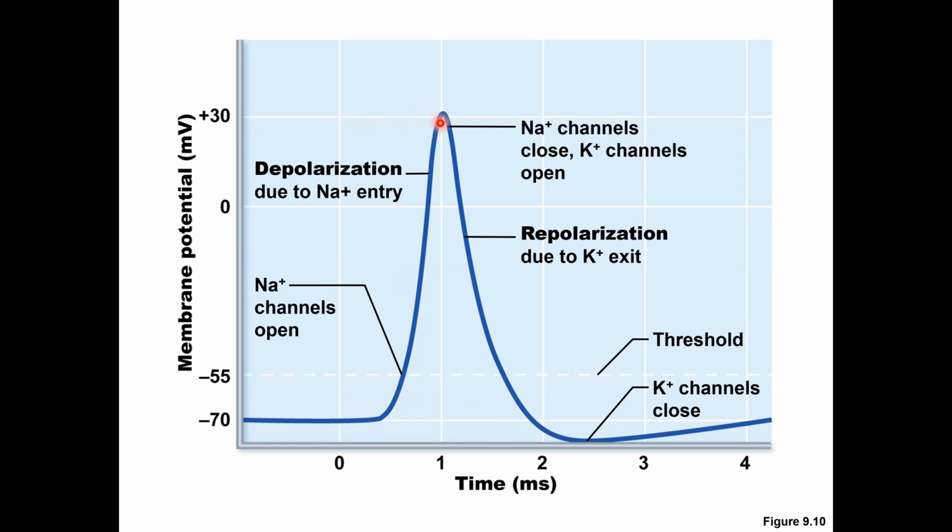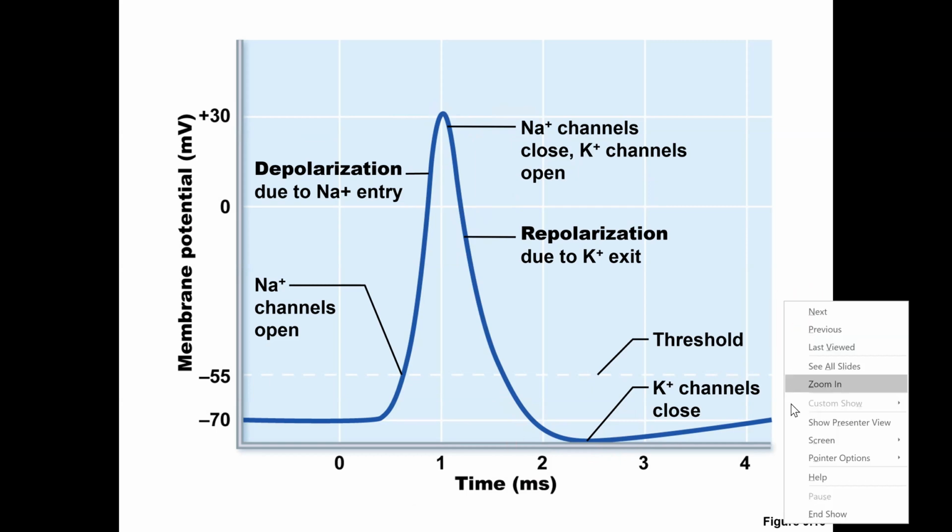Then when it reaches about plus 30 millivolts, sodium channels close and potassium channels open. Now potassium moves out of the cell, so we're losing positive charges and becoming negative again, and even kind of overshoot. This is called hyperpolarization, and then back to the normal state. Does it make sense?